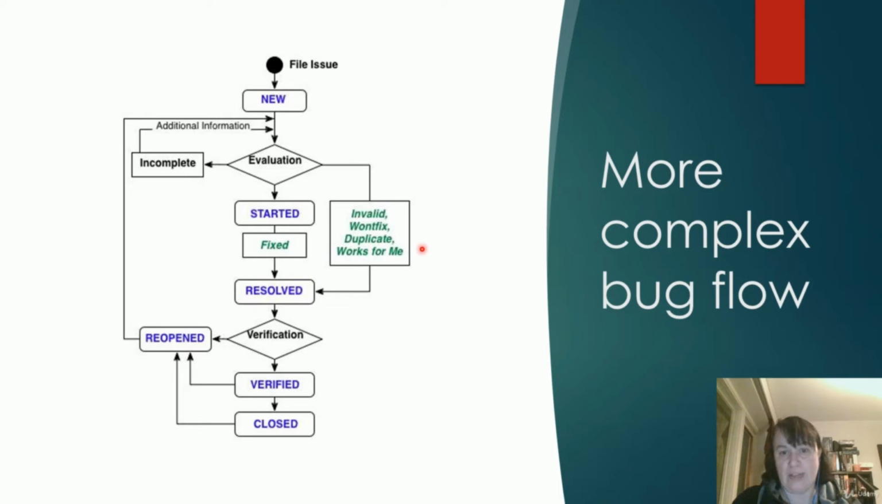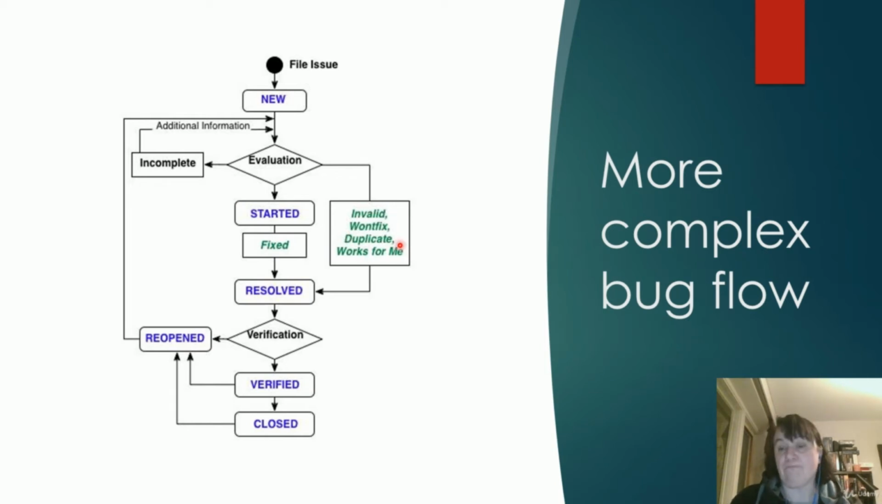Then, of course, here are other statuses that would mean that the bug is not really going into the production cycle. Invalid, that means it's not a bug. So this is either a feature, or it's been tested on the wrong build, something like that.